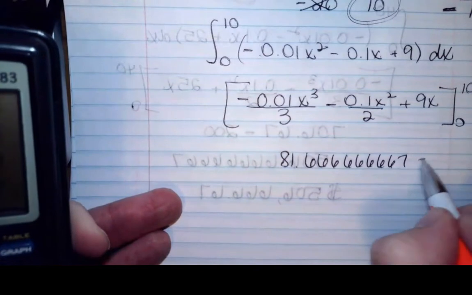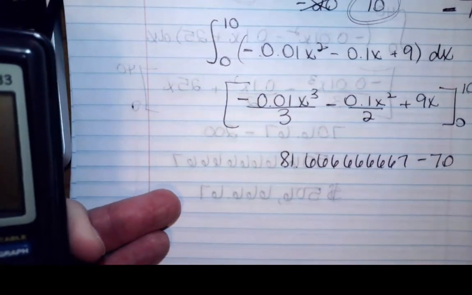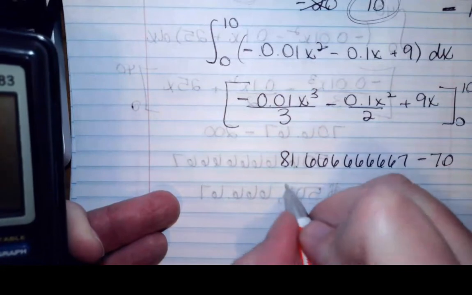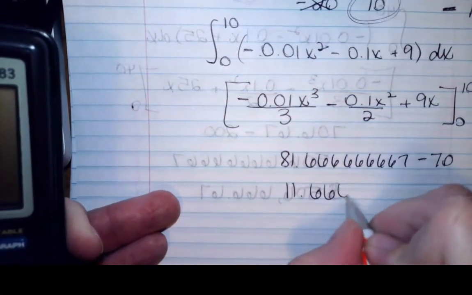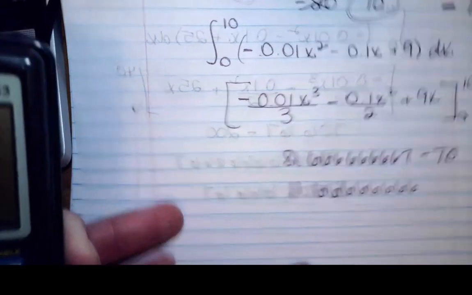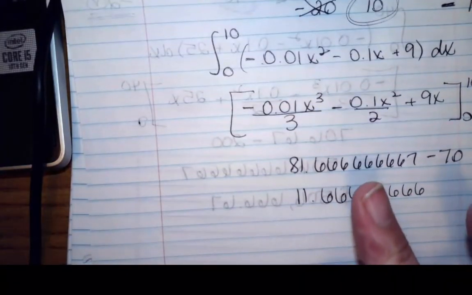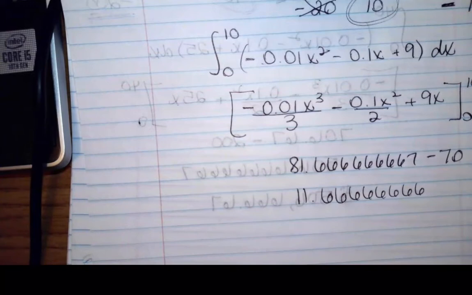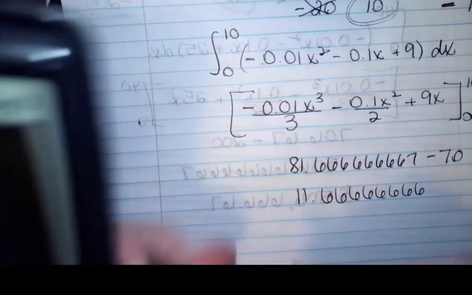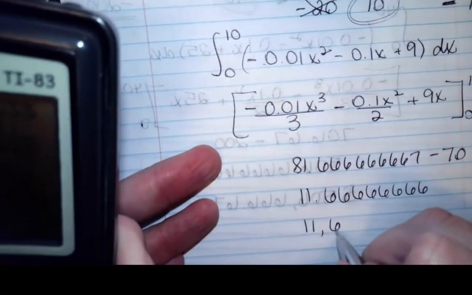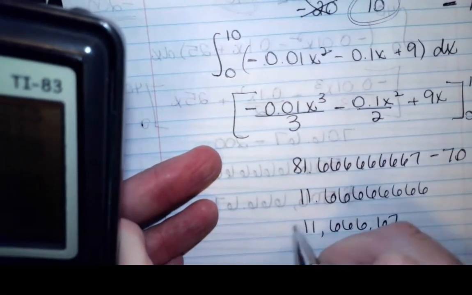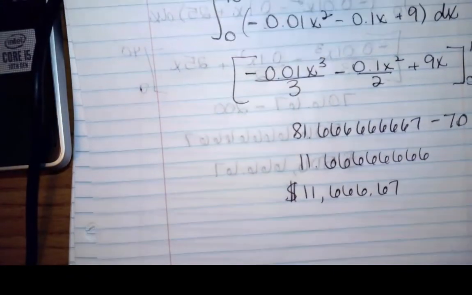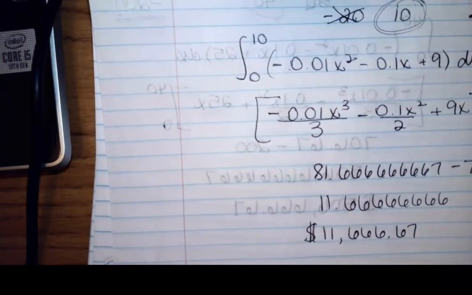Well, remember, we got to subtract off 70. So that leaves me with 81 minus 70 is 11. So I have 11.66666 and all of these things. But remember that this is set in thousands of dollars. So multiply that by 1,000 and we're going to get 8166. Oops, sorry, we are not. We're going to get 11,666.67. So $11,666.67.